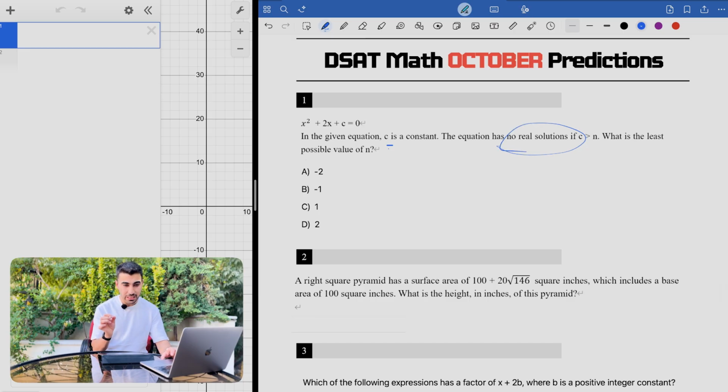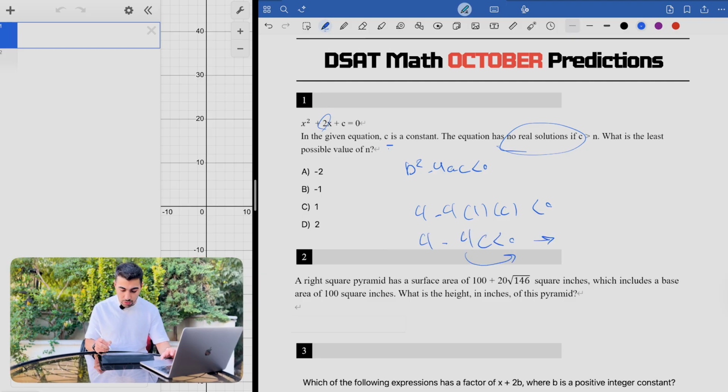So that means the discriminant is negative, which means b squared minus 4ac should be negative here. So that means 4, which is 2 squared, minus 4 times 1 times c should be negative. That means 4 minus 4c should be negative. So let's move the 4c to the other side. It's going to be 4 is less than 4c. Divide both sides by 4. That's going to give us 1 is less than c. So we got the same thing as here: c is larger than n, or in other words, c is larger than 1.